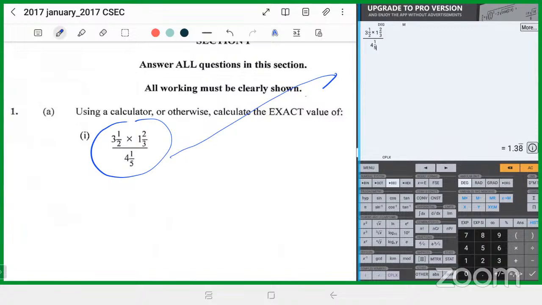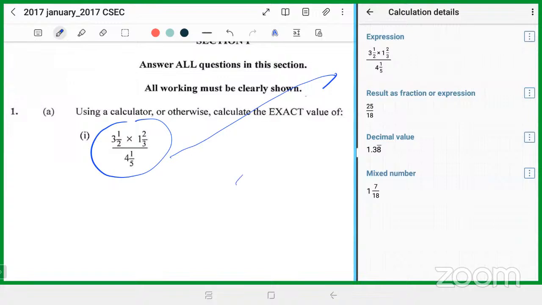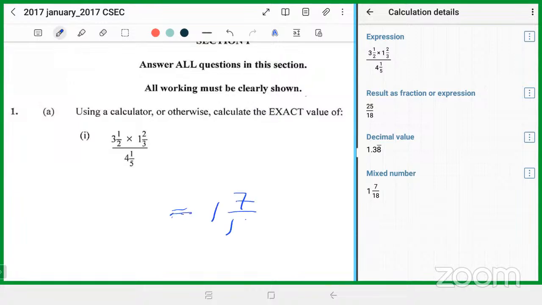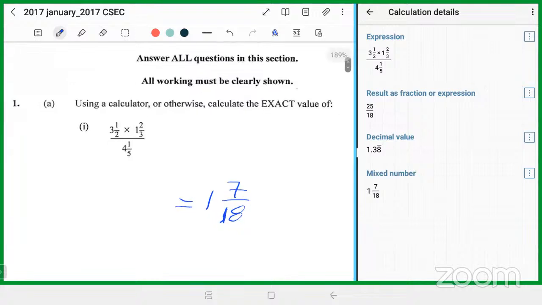1/5. And I'm getting 1.38, where the 8 is repeated. And so as a fraction, this is the answer right here, 25/18. I could put this one as 1 7/18. Since the question gave us mixed numbers, we can give them back mixed numbers. So the answer for this one is 1 7/18. All right, that finishes that one.